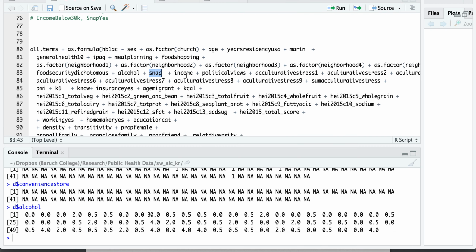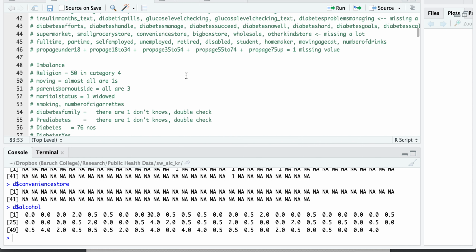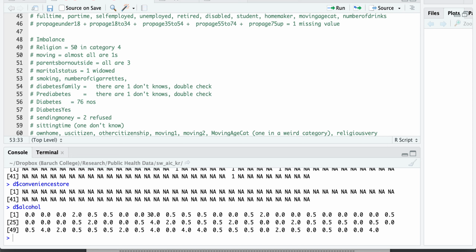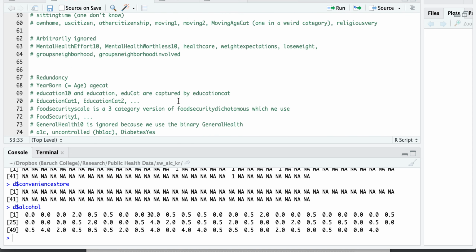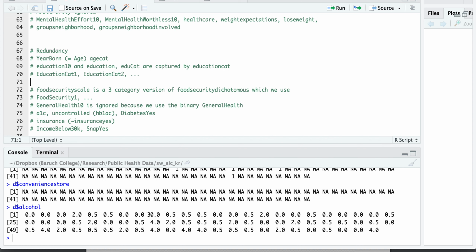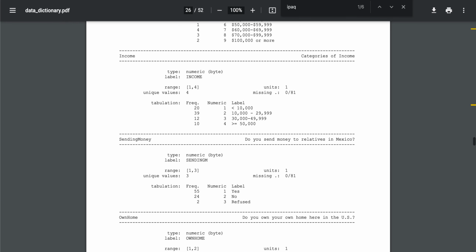So income we have here, family income should be here, isn't here, or maybe it's because of redundancy. So I say it is captured by income. Sending money.